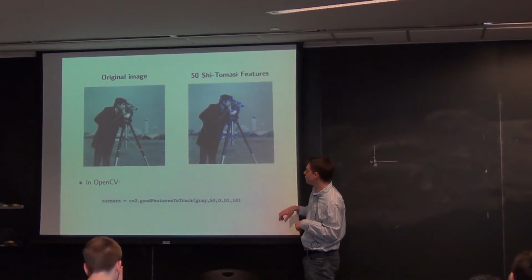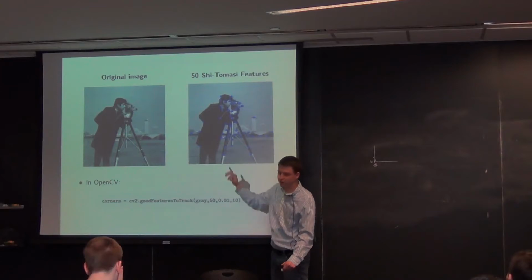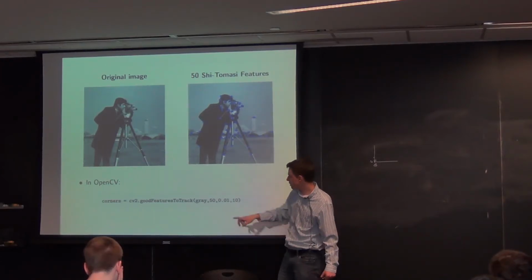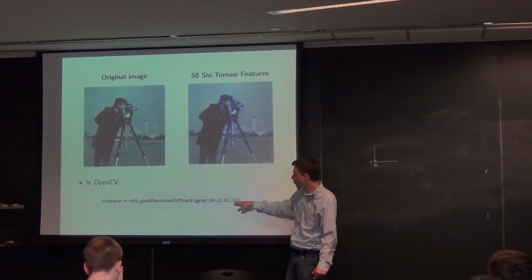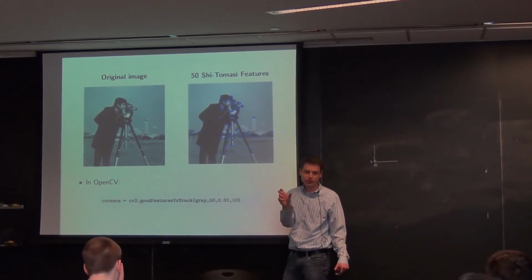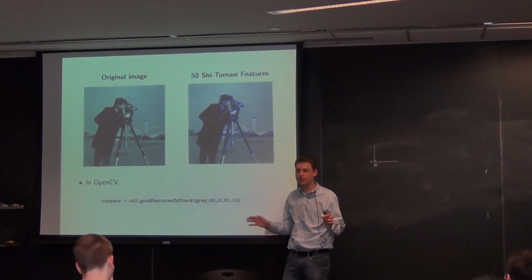It's also common to not accept features that are within a certain number of pixels from each other, because you just start getting too many in a really dense bunch. So for example, I just happen to know the fourth parameter here is how close two features can be from each other. These are details, but they are relevant in the application.